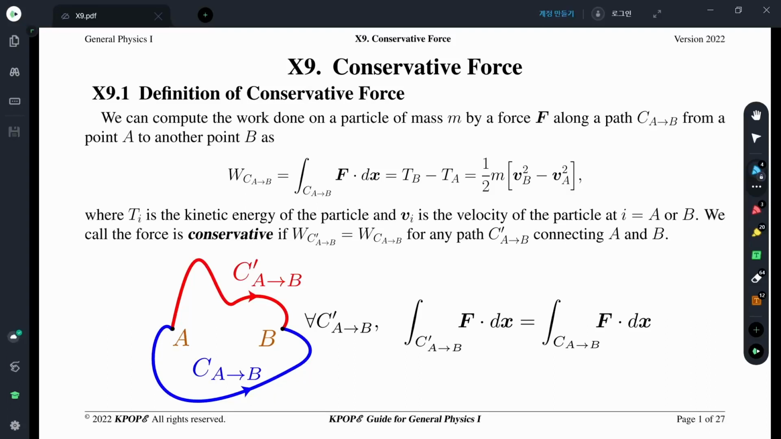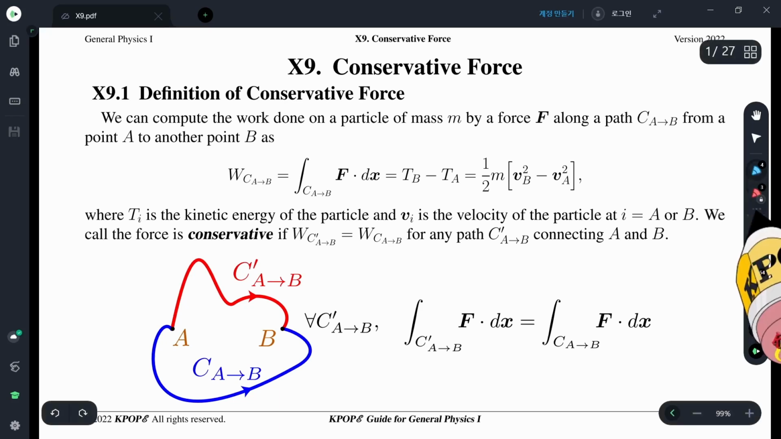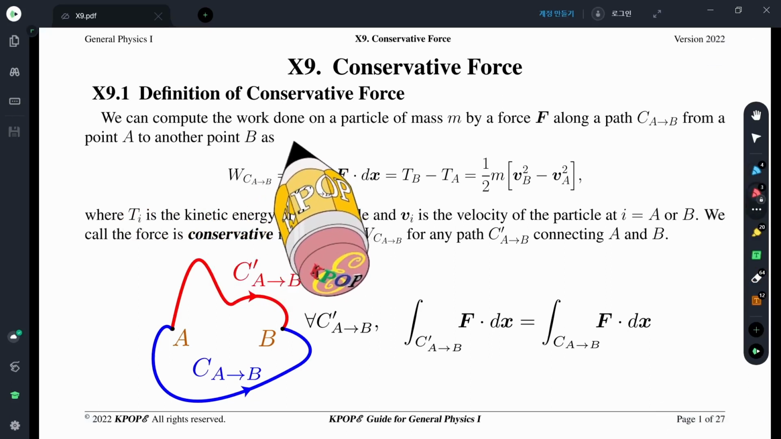In this class, we study conservative force. Conservative force is very important in physics. As soon as we learn the concept of kinetic energy, we find that kinetic energy varies depending on the force. And the relation between the change in the kinetic energy and the work done by a given force is the work-kinetic energy theorem of Coriolis.